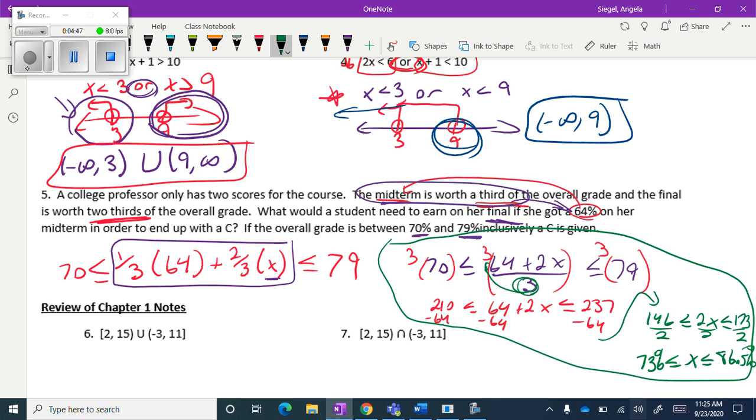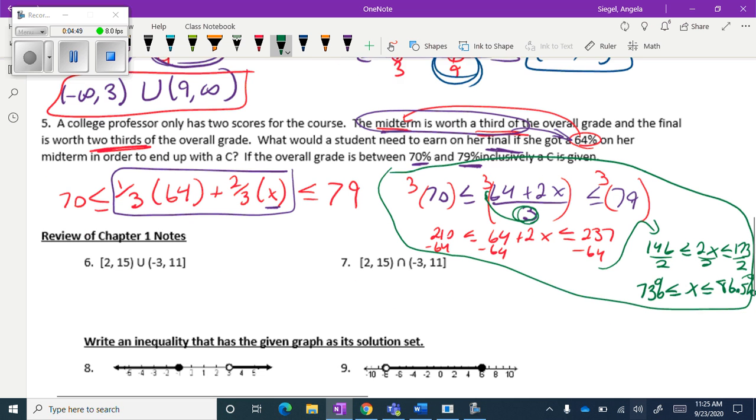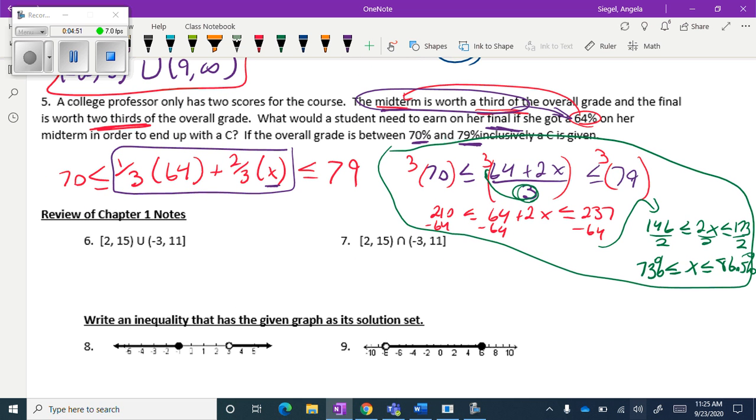Okay, so now we're going to kind of switch gears. This is incorporating that lesson 1 stuff. I just wanted to go over it before we leave it alone. Our test is coming up really, really quickly, so this will be a good review. So go ahead and do 6, 7, 8, and 9 for me.